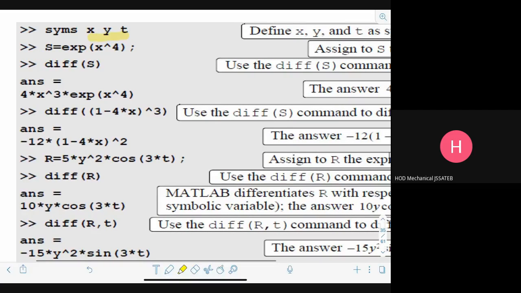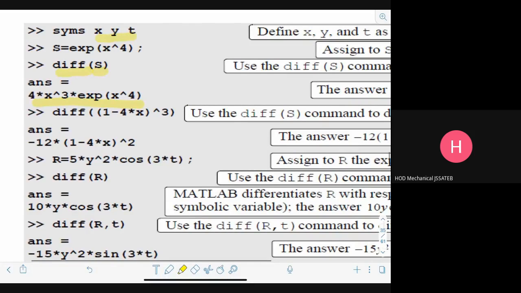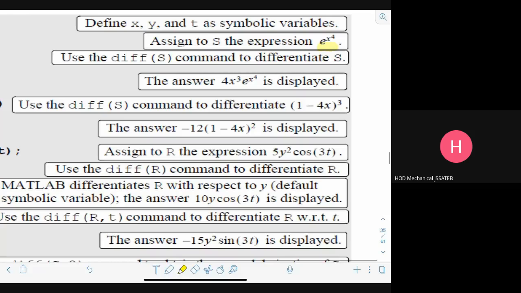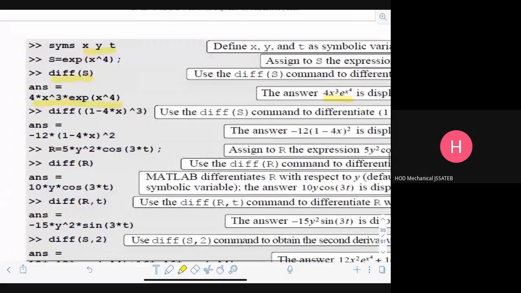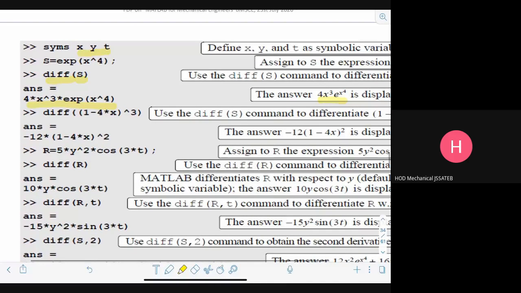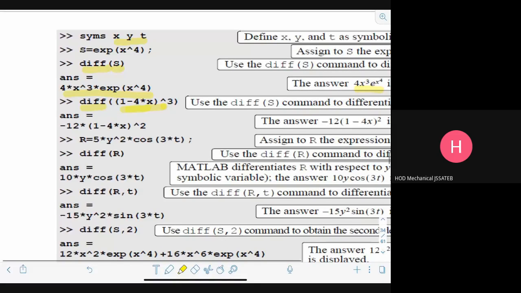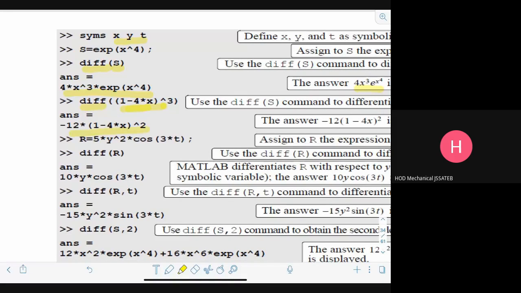And when you say differentiation, diff of s, automatically you will get the solution here, and that is this particular part. The answer is 4x cubed into e to the power of x to the power of 4. That's how you can just differentiate it. Okay, and you can also directly write those expressions here and say differentiate this particular expression, which is 1 minus 4x cubed, and when you differentiate, you get this answer. Or you can give a differentiation of this.